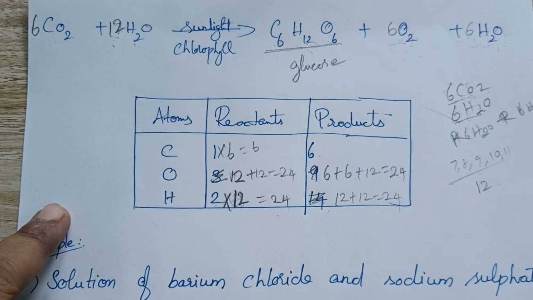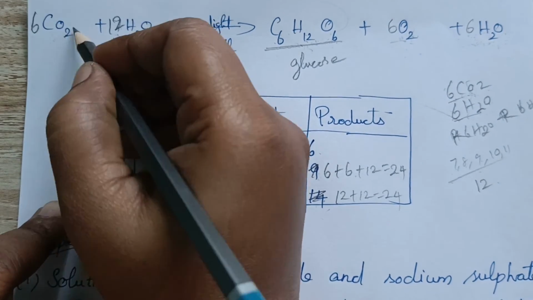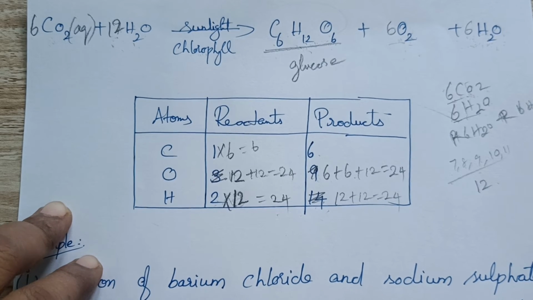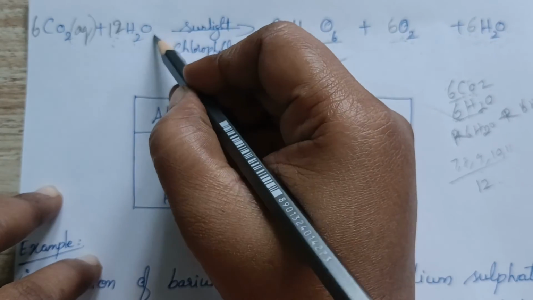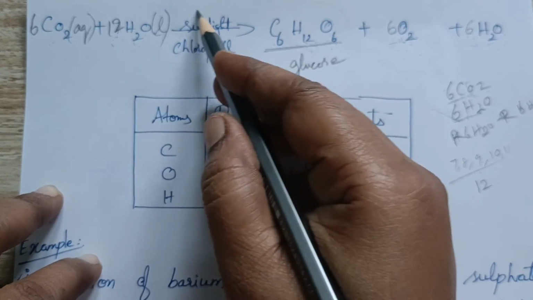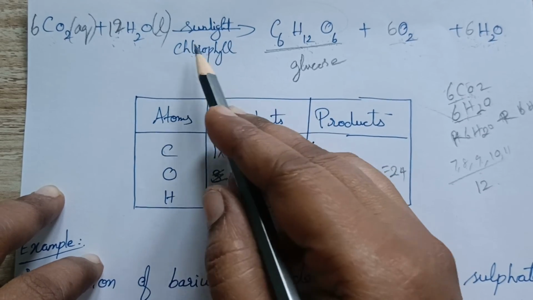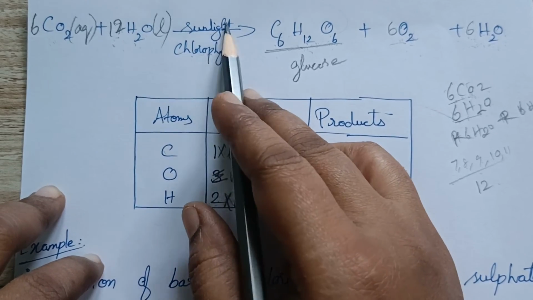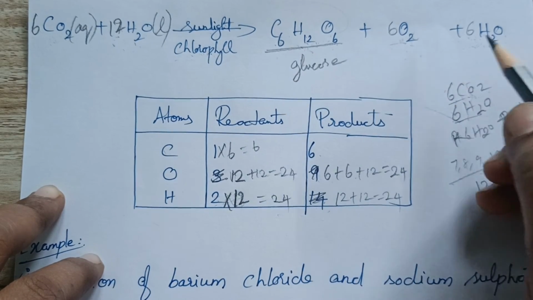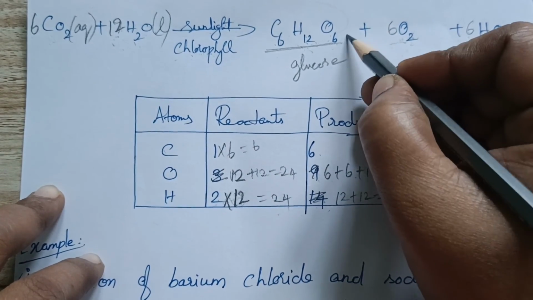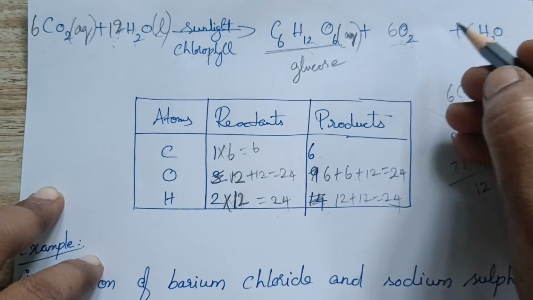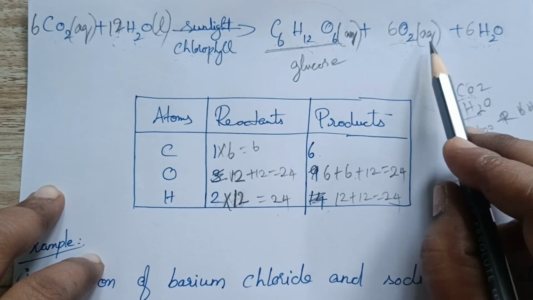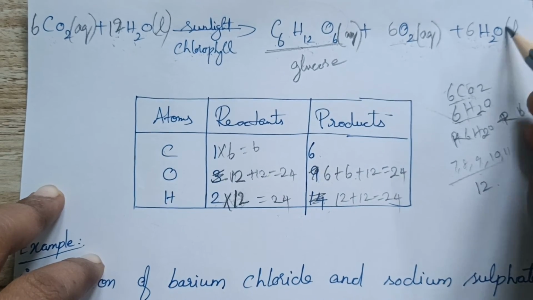Clear on this? So what is the state of these equations? Finally, this is aqueous. Carbon dioxide is readily combined with the water, so it is always in the aqueous state, and water is liquid. So this is your reaction condition. Only under sunlight will the photosynthesis process take place. If there is no chlorophyll, then the photosynthesis process will not take place. So under the presence of sunlight and chlorophyll, this process is taking place. And this is your aqueous. Oxygen is also in the form of aqueous, readily combined with water. And this is your liquid.